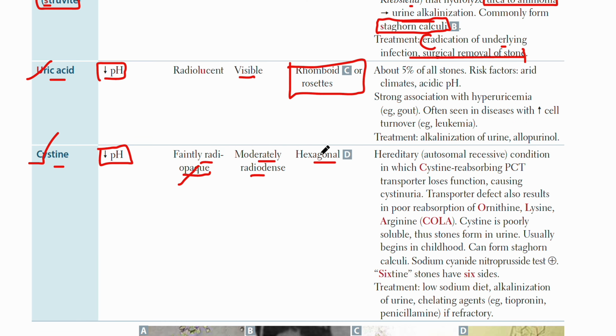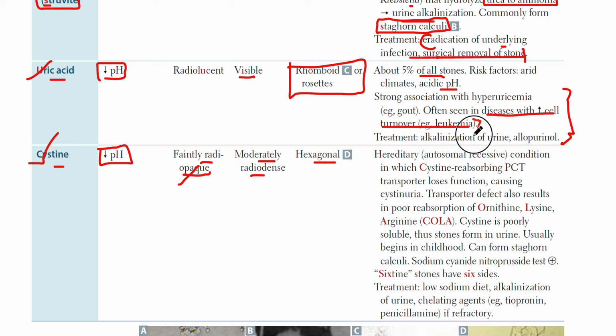hexagonal shaped. So basically, the uric acid crystals are present in about 5% of all stones, and risk factors are arid climates and also acidic pH. They also have a strong association with hyperuricemia, that is in gout. A patient with gout often presents with urinary stone, that is renal calculi, and often seen in diseases with high cell turnover, as in leukemia.